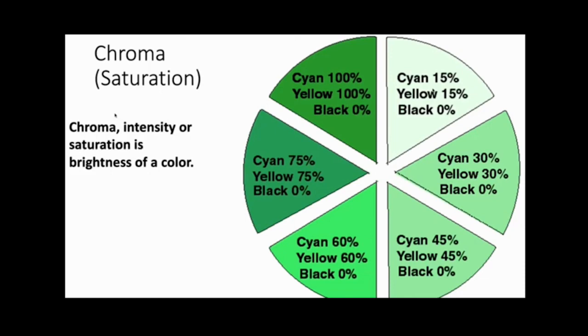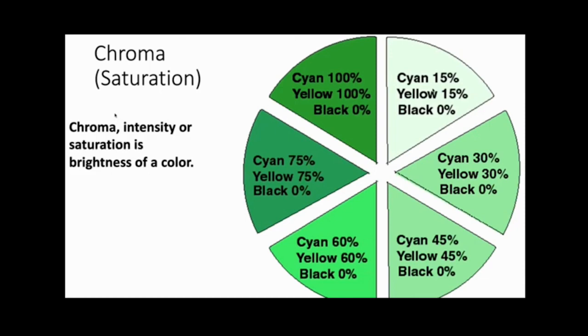So we're going to talk a little bit about chroma, intensity, or saturation. They're all kind of the same meaning, but basically it's meaning the brightness of the color. So it's kind of what I said right in the beginning. It's the amount of color that is in there. So if you look at this color wheel, we have a lot of green. Cyan and yellow, that's blue and yellow, they're going to mix together to make green.